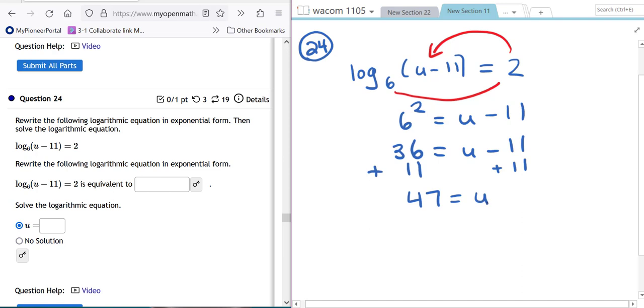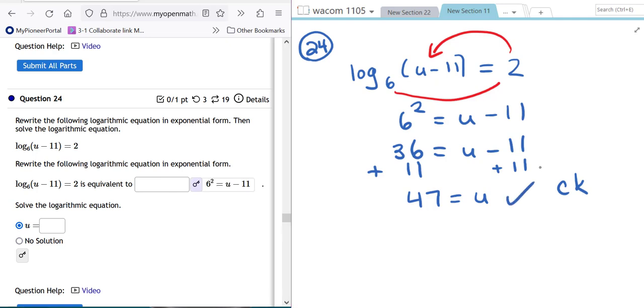Now, every logarithm equation, you have to check the answer. And what you're checking is that the domain is okay. You don't have to check through the whole thing. But you need to plug this in to the part you're taking the log of and make sure that it would still be greater than 0. So if we put a 47 in, 47 minus 11, that's still going to be positive. I don't care exactly what it is, but it's going to be positive. So it's okay. All right, so make sure that you check on these. So 47 is going to work.